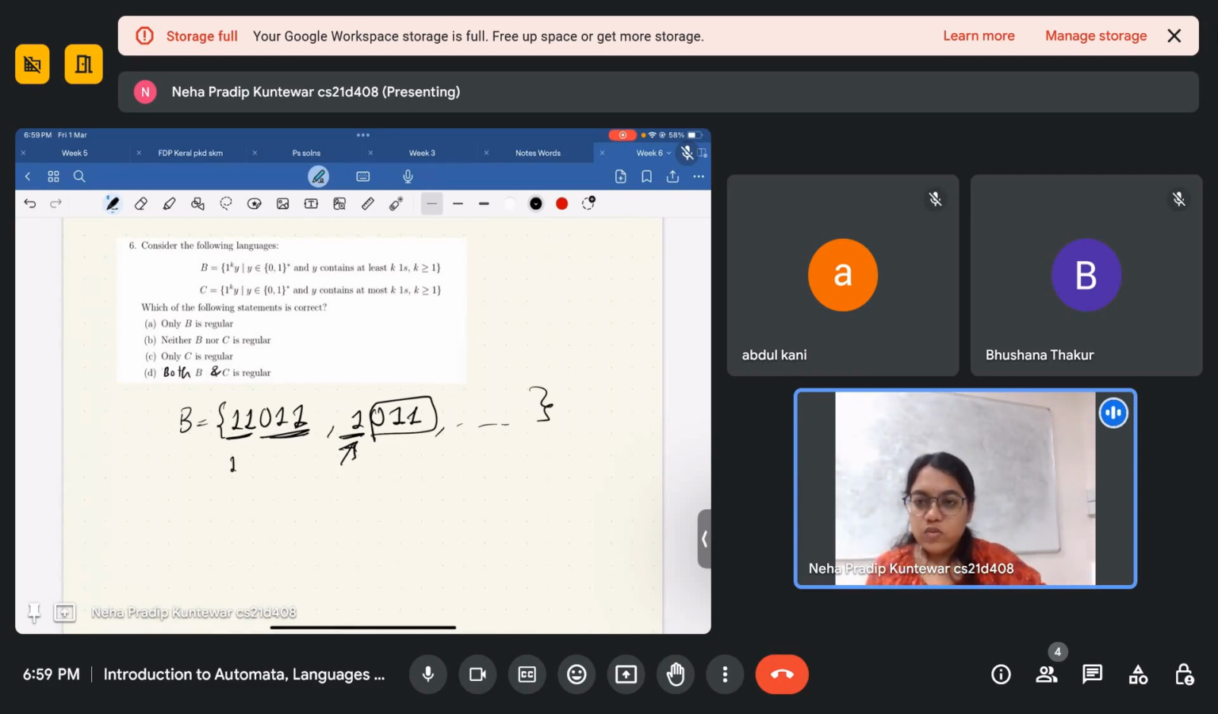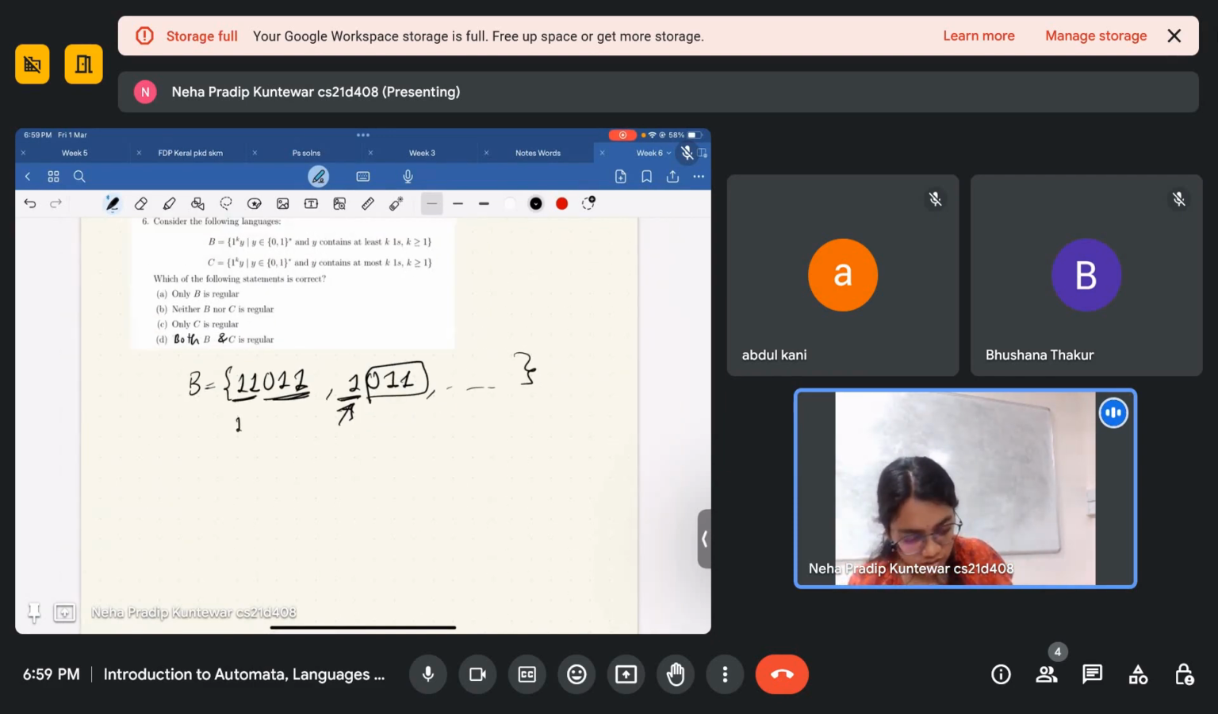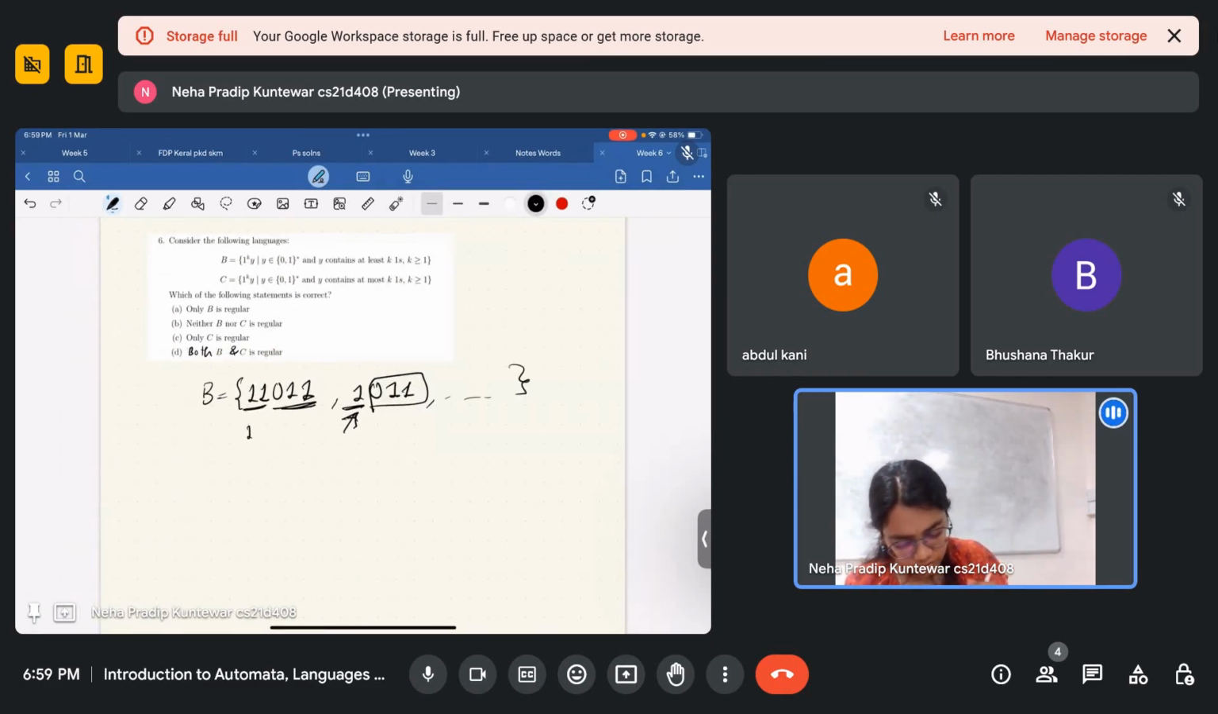Okay, so if there are no guesses, let's see the solution. So the answer is that only B is regular. So the correct answer is A, and let's see why. If you want to show that something is regular, what do you do? You basically show a regular expression or a finite automaton for the same.